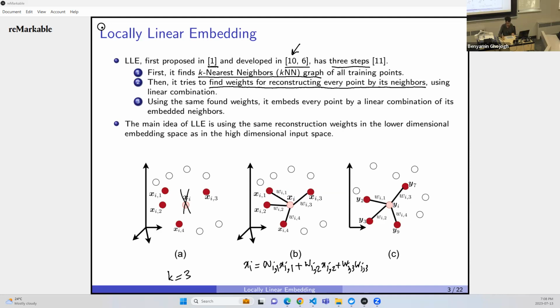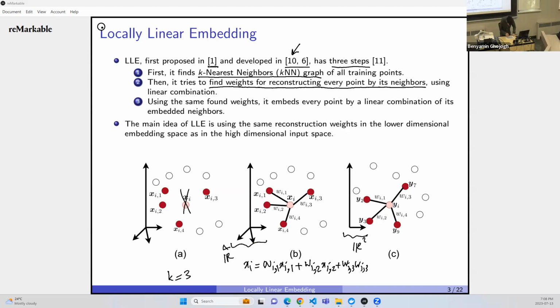The idea is this. Here, for example, we are in multiple dimensions of input space. Assume, for example, this is R4. We are in 4 dimensions, right? Now, in the low dimensional embedding space, here it is R2, for example. Let's put the embedding of the points in a way that the corresponding embedding points are also reconstructed by the embeddings of their neighbors.